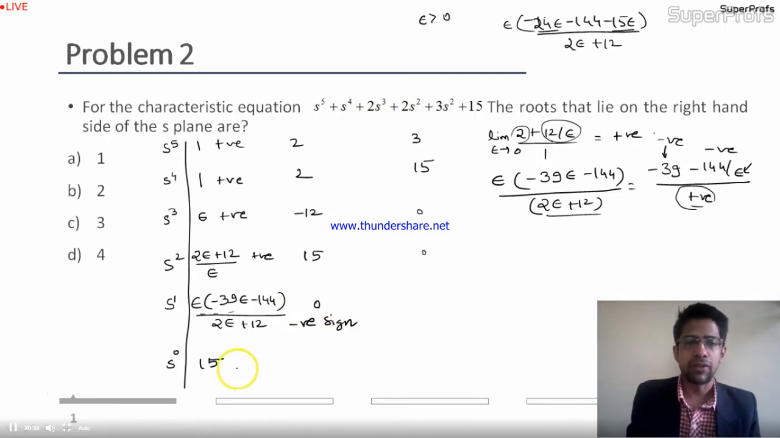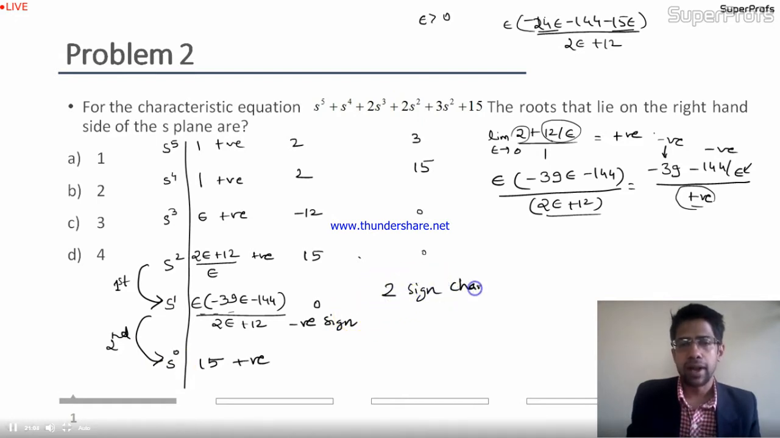Okay, and 15 is again positive, right? So you have positive, positive, positive, positive, then negative, and again then positive. So how many sign changes are there? This is the first sign change, okay, from positive to negative, and then again this is the second sign change, negative to positive. So that means we have two sign changes, and hence there are two positive roots.